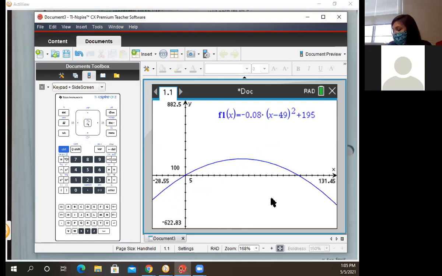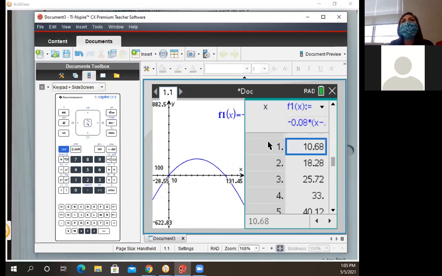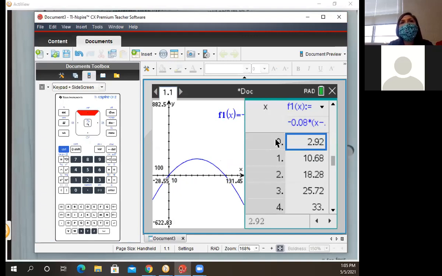There were two pieces of information I wanted from the graph: the y-intercept and that right side x-intercept. To find the y-intercept, I'm going to bring up the table. So I'm going to hit that blue control button and then T to bring up my table. Remember, the y-intercept happens when x is 0. So in my table, I'm just going to arrow up to when x is 0, and there's my y-intercept. So my y-intercept is 2.92. So when I hit the ball, it's about 3 feet off the ground. And then I'm going to put the table away.